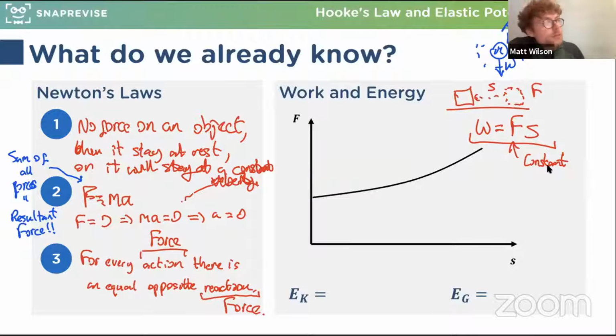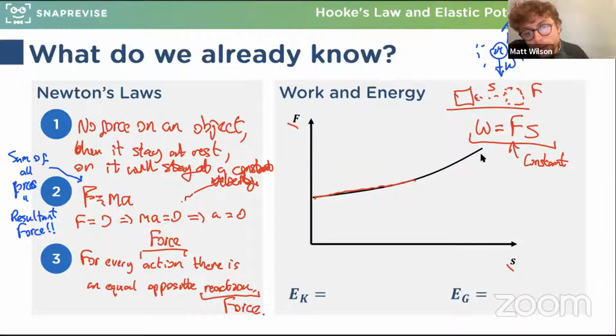And instead, we use a graph. And in particular, can anyone say how I can get the work done, the energy transferred from a force against distance graph? So if the force was constant, I just multiply the force by the distance. But when the force is not constant, for instance, in this graph here, we can see that the force increased over time.